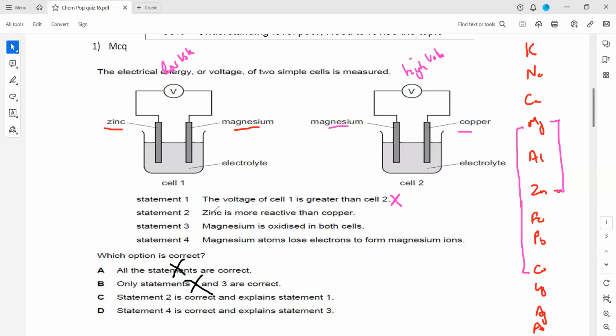Now, when we check the second statement, zinc is more reactive than copper. In the reactivity series, zinc is more reactive than copper, so that's true. Magnesium oxidizes in both cells. Oxidize means lose electrons, so the more reactive metal will lose electrons easily. The electrons will travel from magnesium to zinc in this cell, and here the electrons will travel from magnesium to copper. So in both cases, magnesium, the more reactive metal, loses electrons easily and is oxidized. So that is also correct.